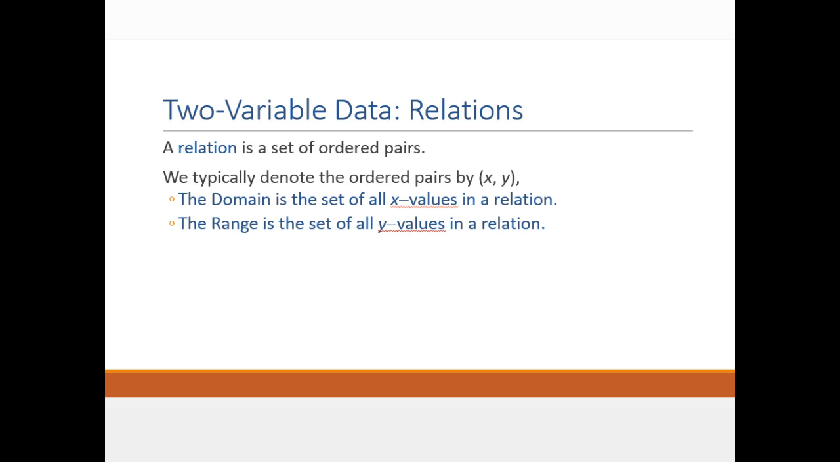Now, as we approach two variable data, one of the things we want to start talking about is a relation. And a relation is basically a set of ordered pairs. That's typically denoted in the form x comma y with parentheses around them. Now we again have to start with definitions, and we start by defining domain as the set of all x values in a relation, where the range is the set of all y values in a relation.